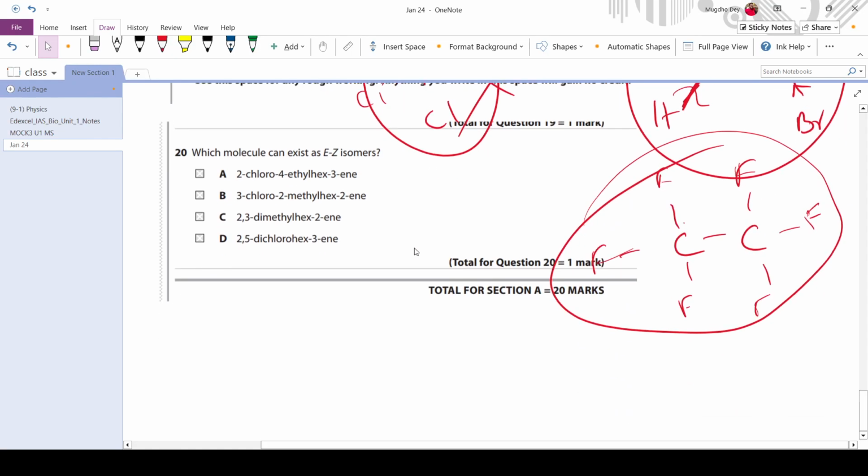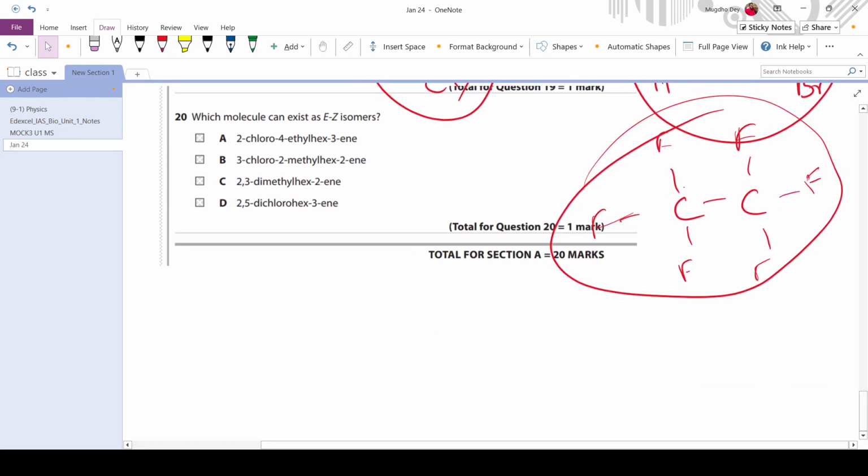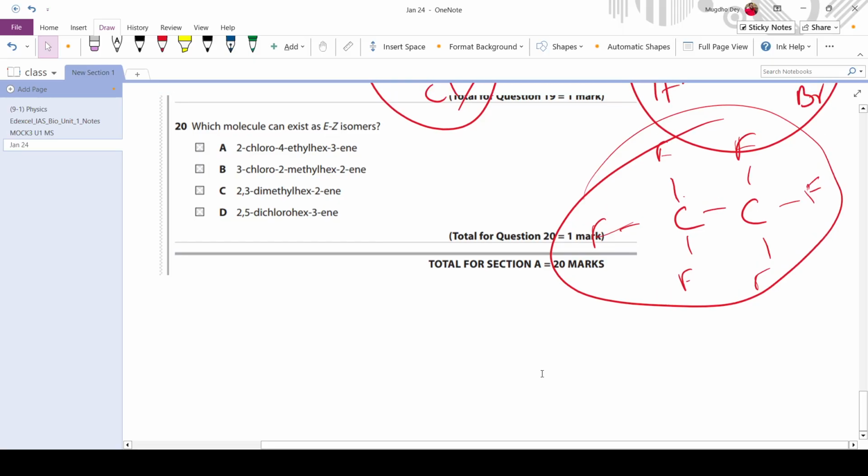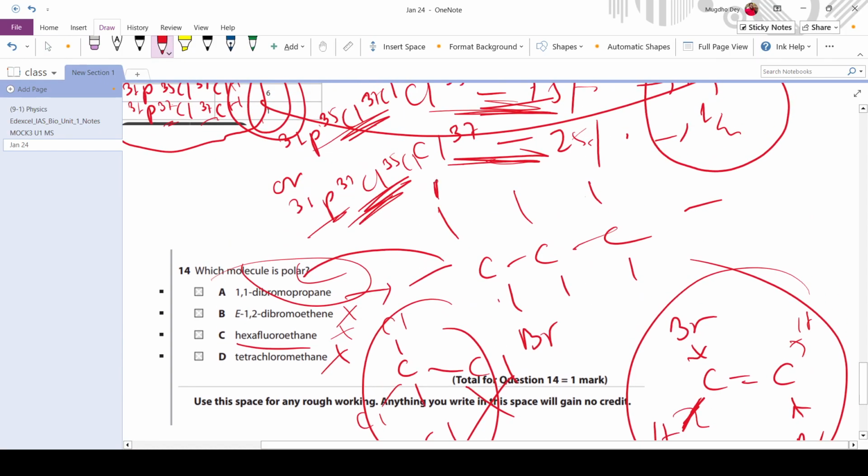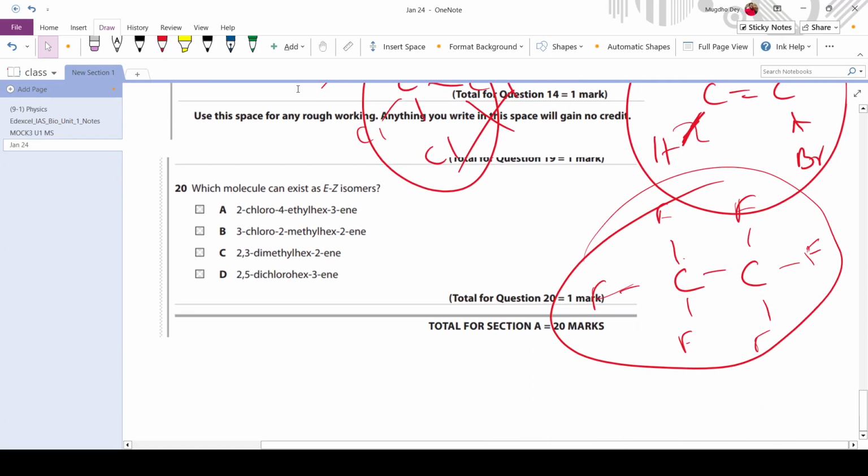This is very simple. Which molecule can exist as an EZ isomerism? Sorry, Rakshit, the bromines are supposed to be on the same C. Yes, they're supposed to be on the same C, I made a mistake. Anyways, which molecule can exist as EZ isomer?